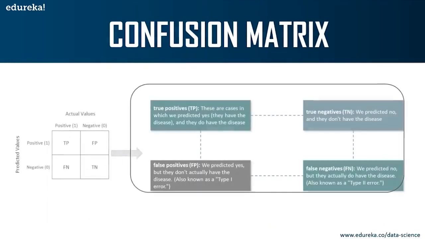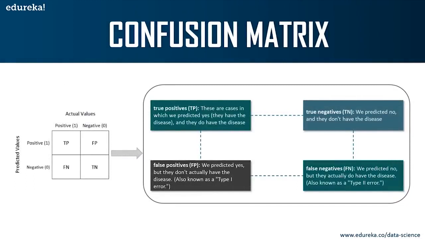Similarly, true negative is we predicted no and they don't have the disease, meaning that this is correct. False positive is we predicted yes, but they do not actually have the disease. This is also known as type 1 error. False negative is we predicted no, but they actually do not have the disease.